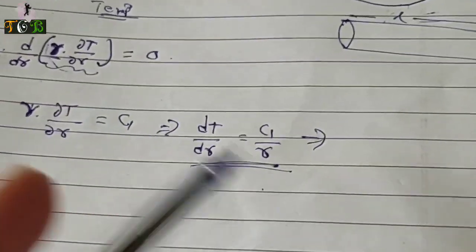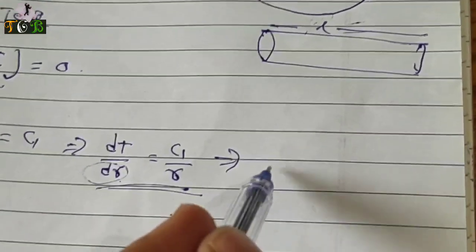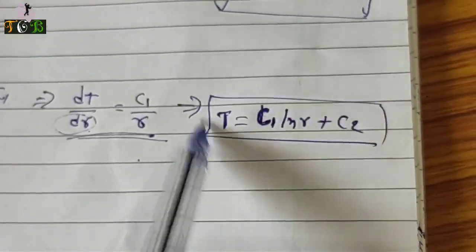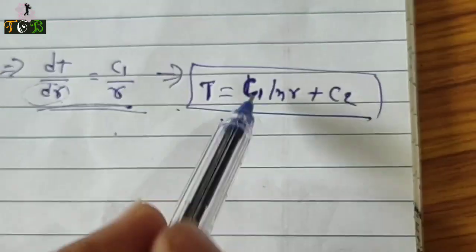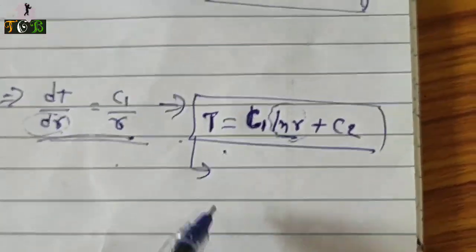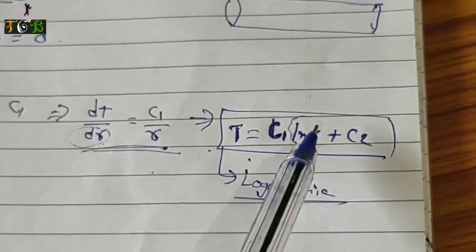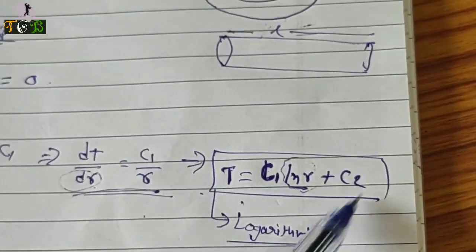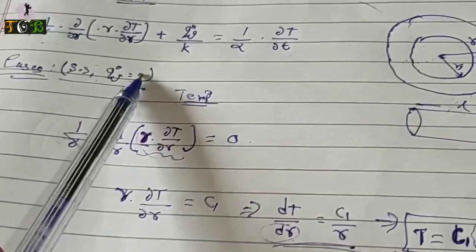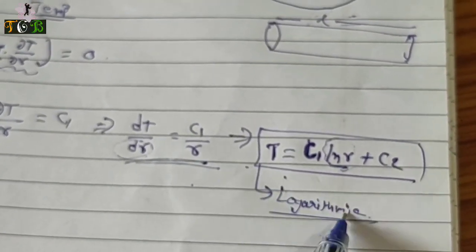So finally you get this thing, and if you just integrate it, you will get the temperature. This is gonna be your temperature profile. What you see there is ln over here, so you should know that the temperature profile is logarithmic. So in an objective question, if they ask what will be the variation of temperature when there is steady state and no heat generation, then the answer is the temperature profile will be logarithmic.